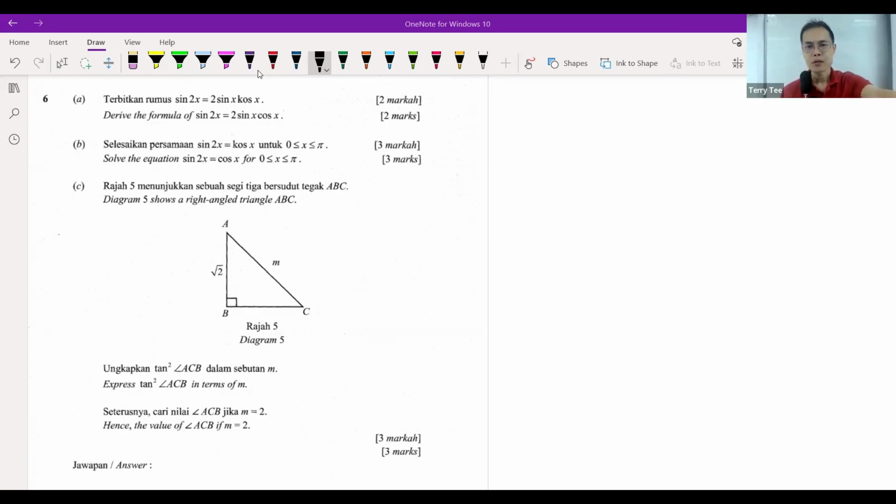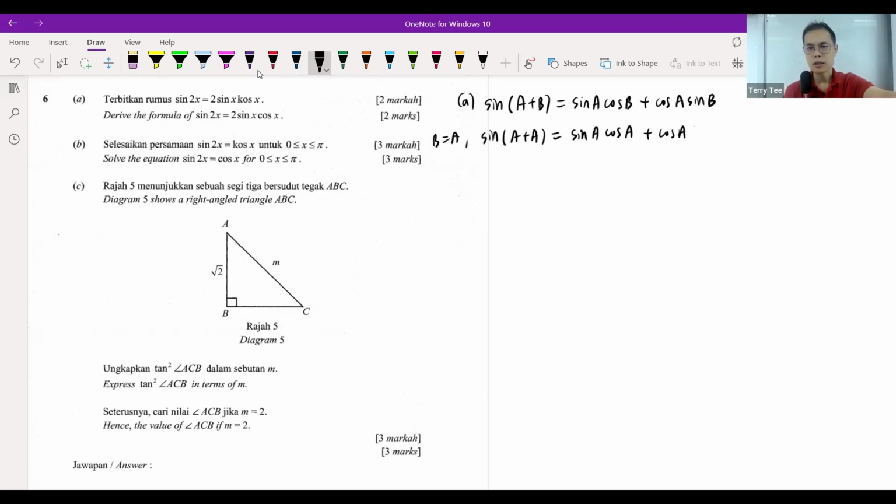So when you use addition formula, remember addition formula is sine (a plus b) equals sine a cos b plus cos a sine b. So by letting b equal to a, replacing b with a, this is a plus a. This is sine a cos a plus cos a sine a, right? Now a plus a is 2a, so this is sine 2a. This is sine a cos a, and this is cos a sine a.